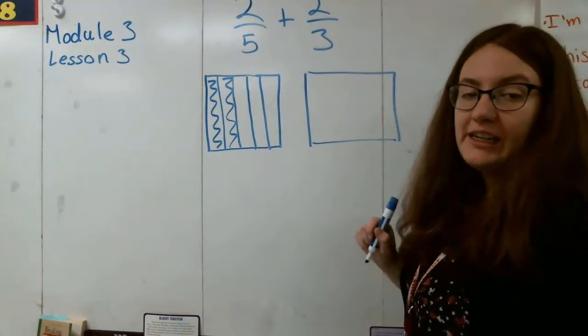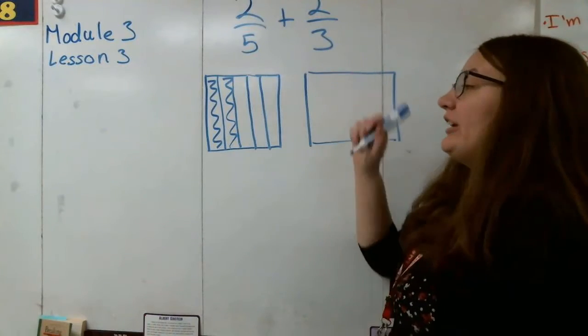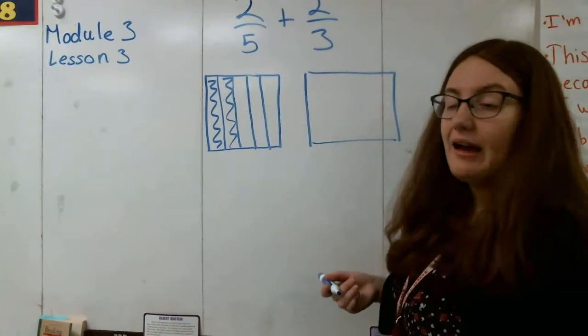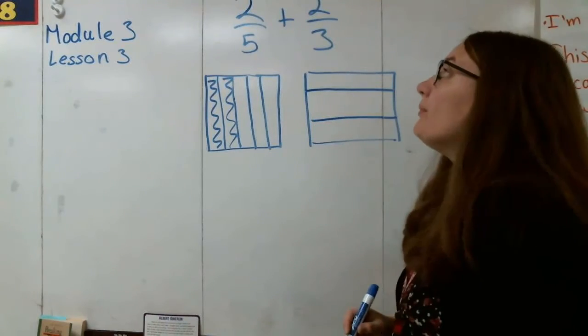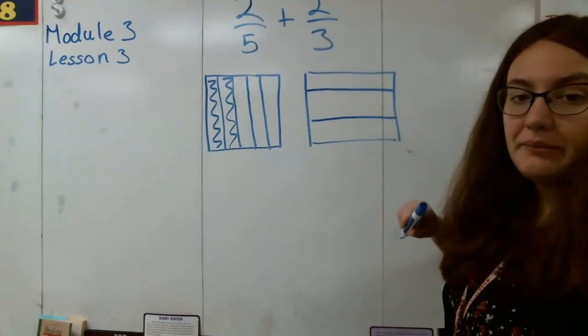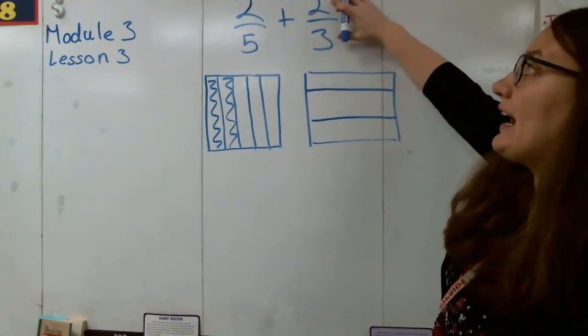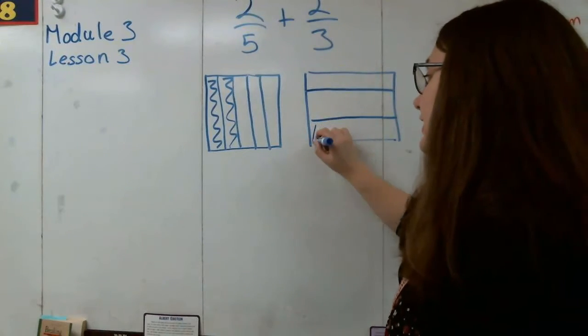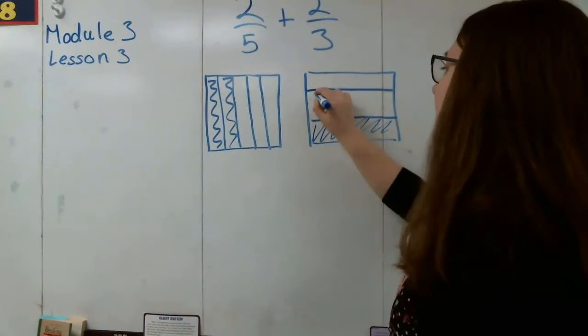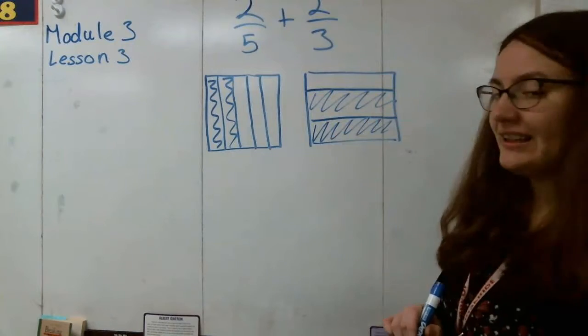And then over here, I need to split this one into thirds because that is my denominator. So I split it into thirds, like so. And then starting from the bottom, I'm going to shade in how many parts I have. So I have 2 parts that I need to shade in because my numerator is 2. So I shaded my 2 parts like this.